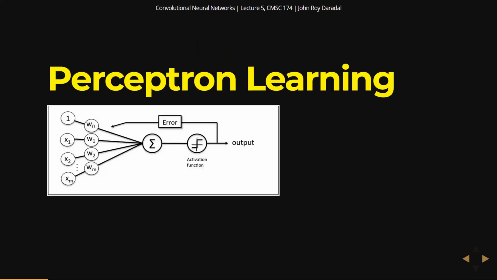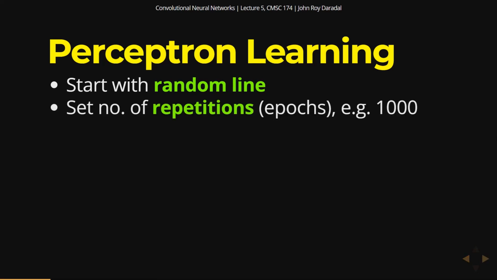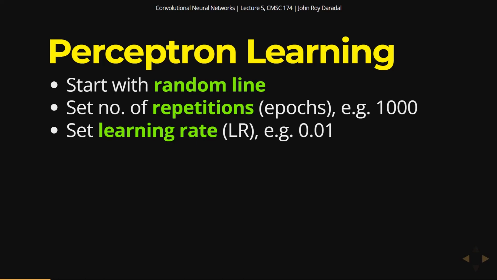Okay, so how does a perceptron learn? We mentioned the perceptron having weights, but how does it get these weights? Let's look at the process of perceptron learning by using error as a feedback. We will start with a random line for the perceptron, and then we will set the number of repetitions, also known as epochs. This is usually a large number, let's say 1000 or 10,000. And then we'll also set the learning rate, which is a small number that we'll use to update the line or the weights. Let's say 0.01.